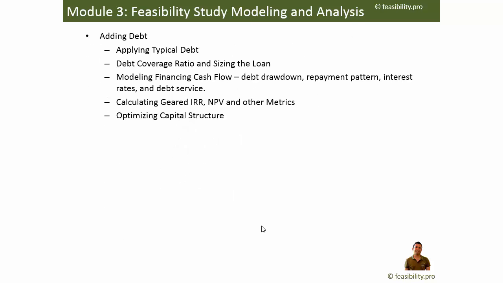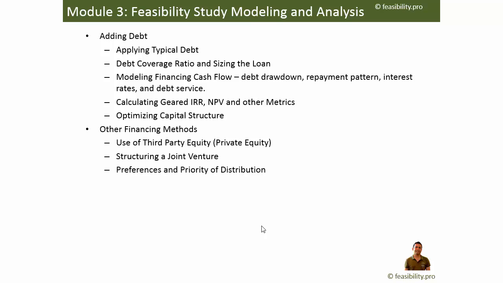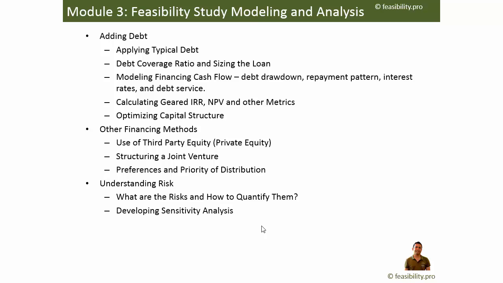Then we will learn about the debt, applying typical debt coverage ratio and sizing of the loan, modeling financing cash flow, debt drawdown, repayment pattern, interest rates, and debt service. Calculating geared IRR, sometimes called equity IRR, net present value, and other metrics, optimizing capital structure to maximize the return to the equity holder. We will also learn about other financing methods, use of third-party equity, which is called private equity, structuring a joint venture, preferences and priority of distribution, understanding risk.